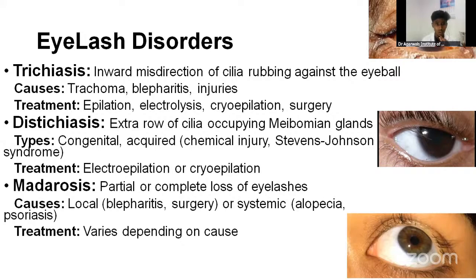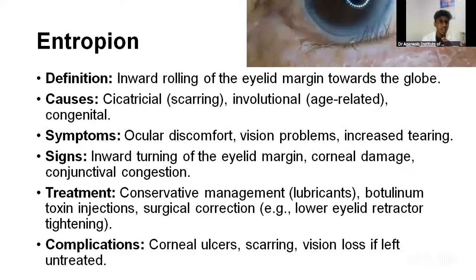Madarosis, partial or complete loss of eyelashes. Causes, local or systemic. The local causes are blepharitis or surgery. Systemic causes are alopecia, psoriasis. Treatment varies depending on causes.